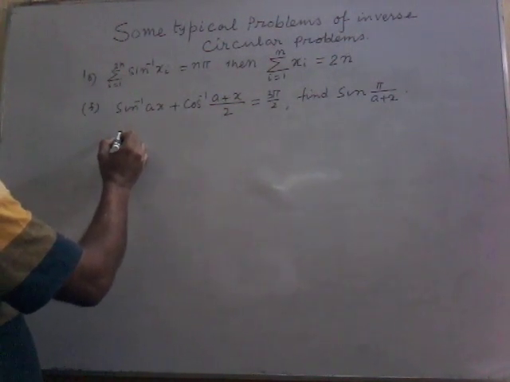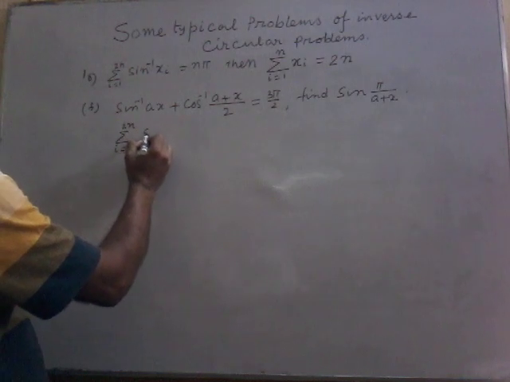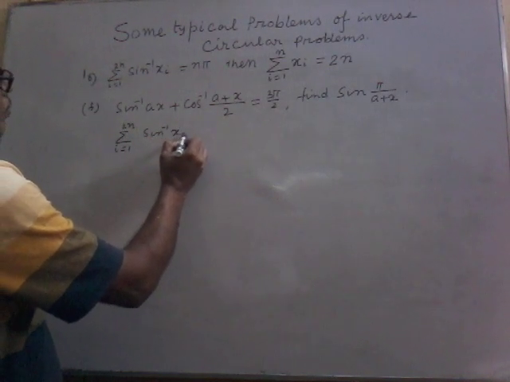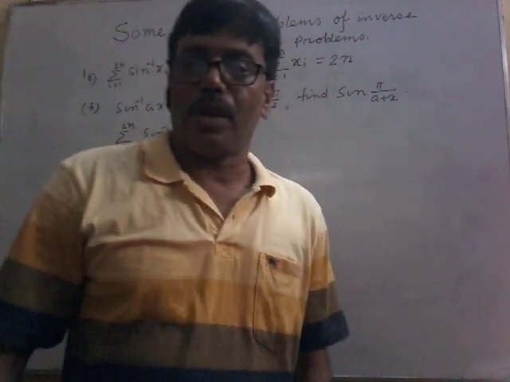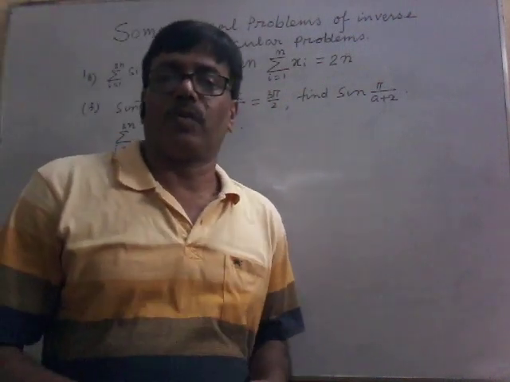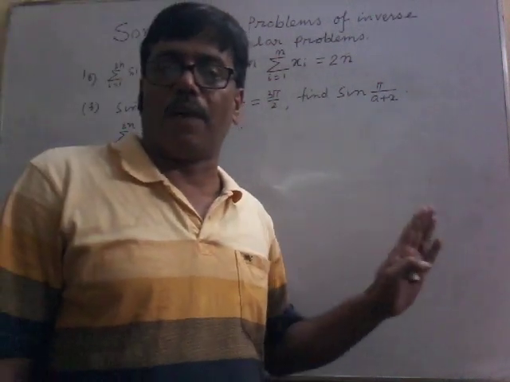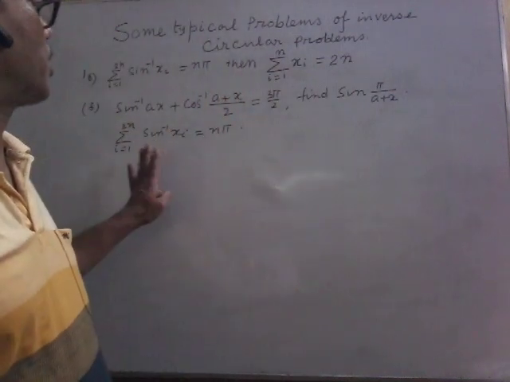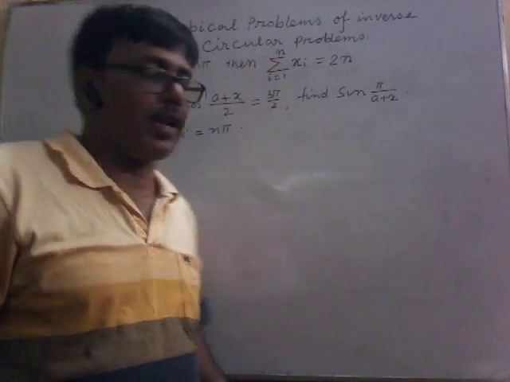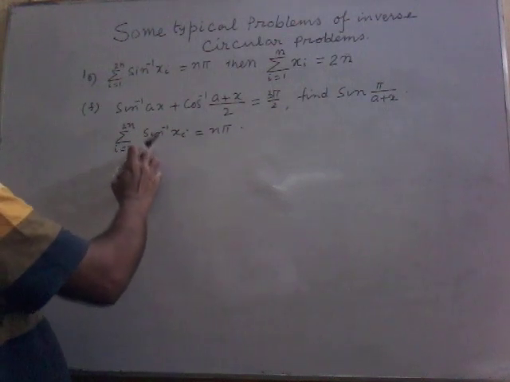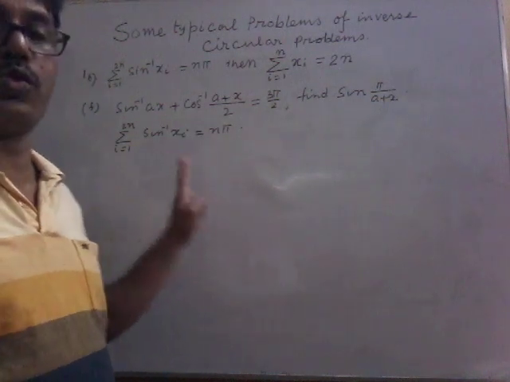So it is the summation for i = 1 to 2n of sine inverse xi equals n pi. In the introductory class, we have solved this type of problem for up to 3 inverse circular functions. For example, sine inverse x plus sine inverse y plus sine inverse z equals 3 pi by 2. But look, here how many terms? Sine inverse x1, sine inverse x2, ... sine inverse x2n, that is 2n number of terms.